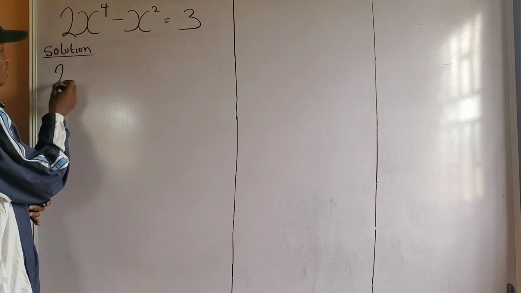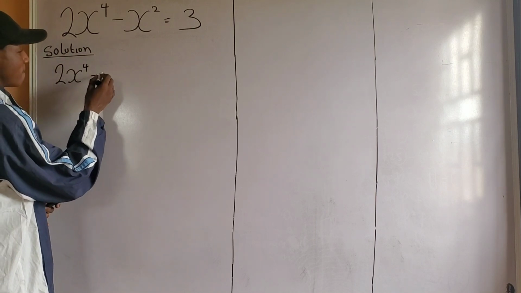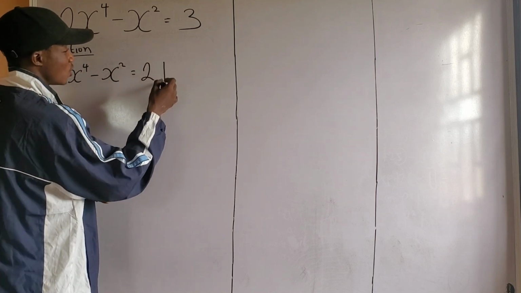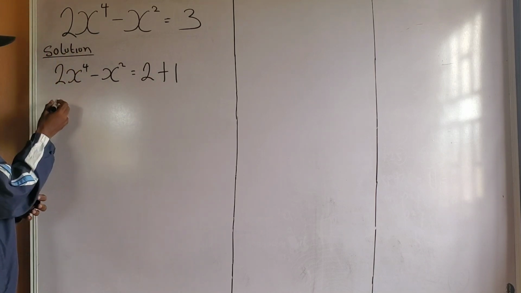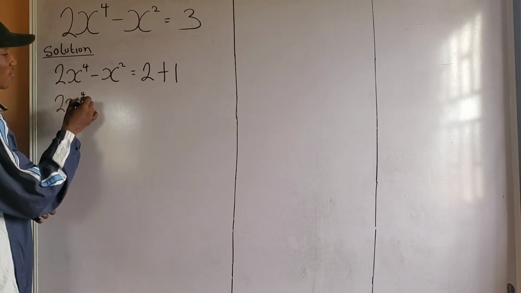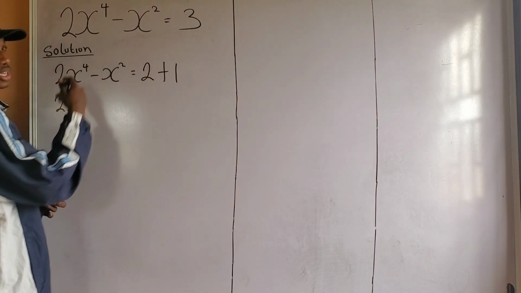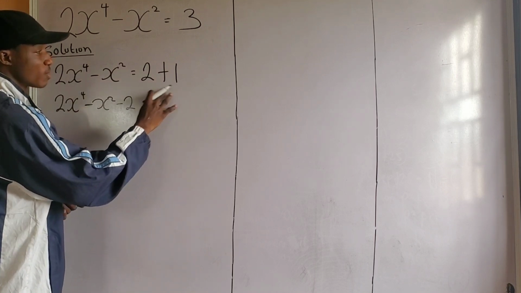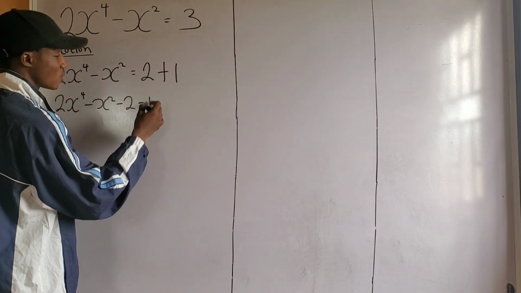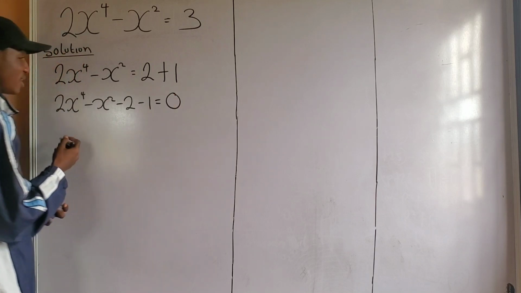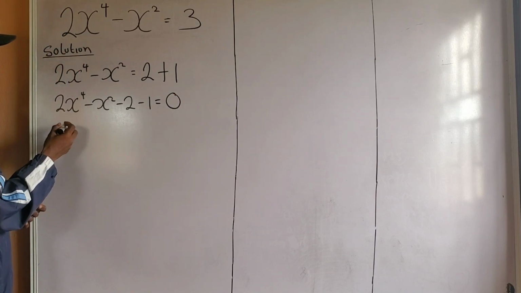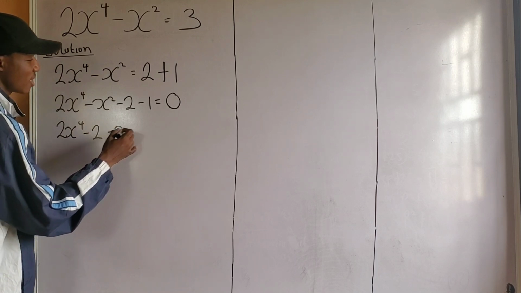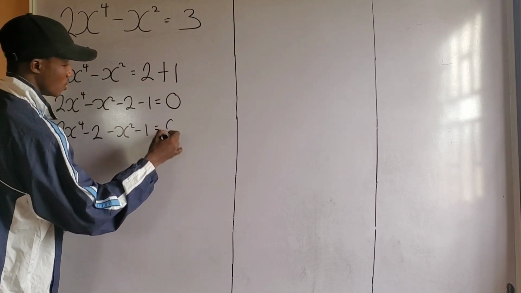Let's rewrite 2x raised to the power 4 minus x squared equals, now I can rewrite 3 as 2 plus 1. For this, I'm going to have 2x to the power of 4. Now, take these two to the left-hand side. I'm going to have minus x squared minus 2, and also this plus 1, take it to the left-hand side. You're going to have minus 1. This will be equal to 0. Having gotten to this point, 2x raised to the power of 4 minus 2 minus x squared minus 1 equals 0.